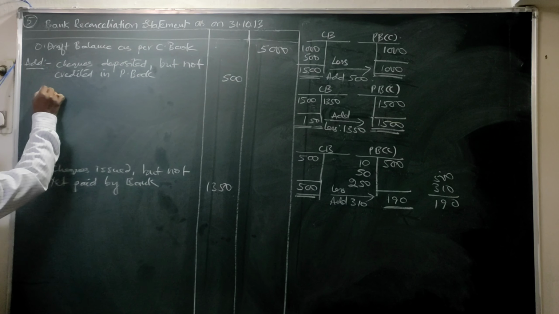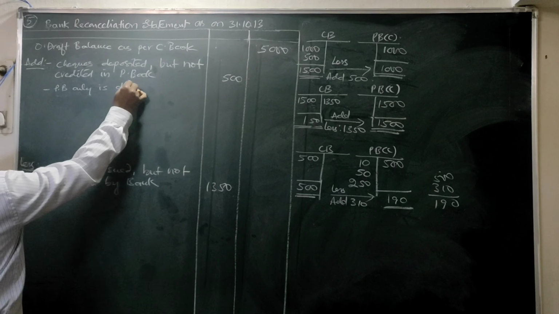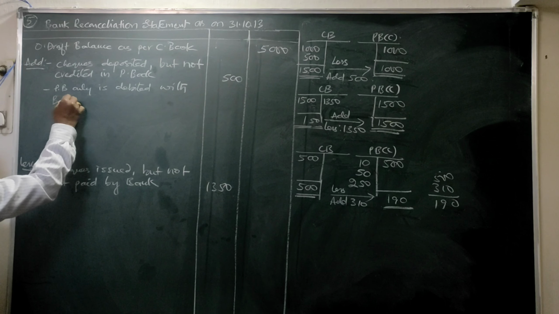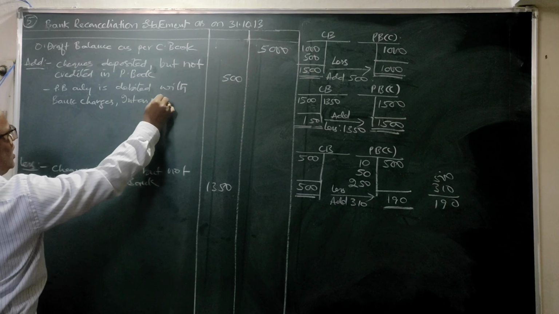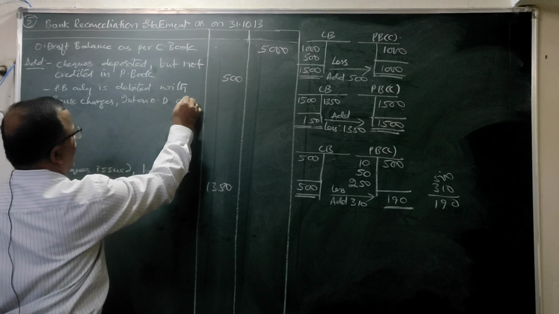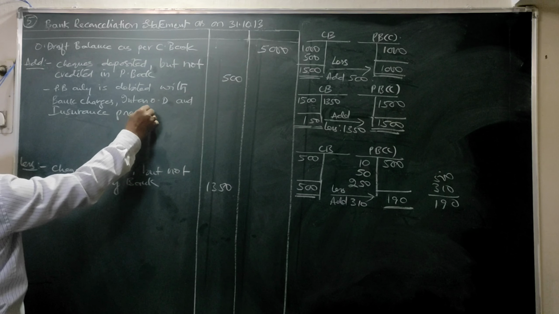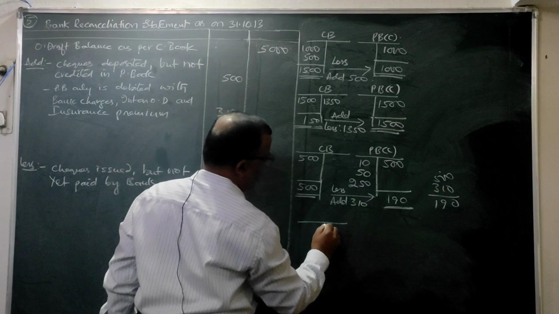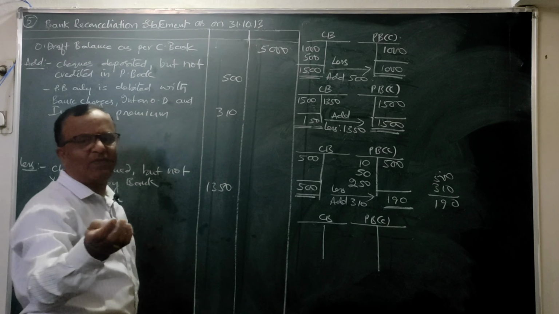So below add you are going to write: passbook only is debited with bank charges, interest on overdraft, and insurance premium. So totally how much? 310 rupees. See, for the continuation we are doing another working note. You can do as many working notes as you want, according to your convenience there.